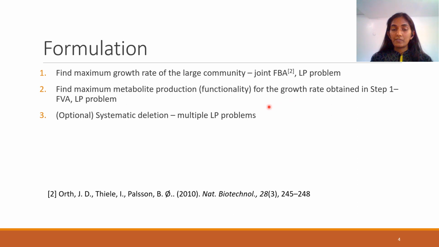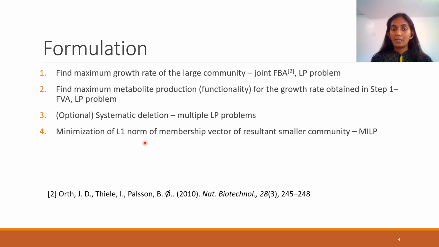From these steps, we obtain the constraints required to identify the minimal microbiome. In step 3, we systematically delete organisms from the community. We remove an organism and check for the growth rate and metabolite production constraints. If they are satisfied, then we delete the organism. If not, we keep it and move on. In the fourth step, we minimize the L1 norm of the membership vector of the resultant smaller community. This is a mixed integer linear programming problem.